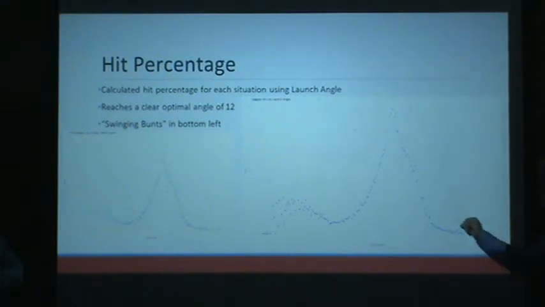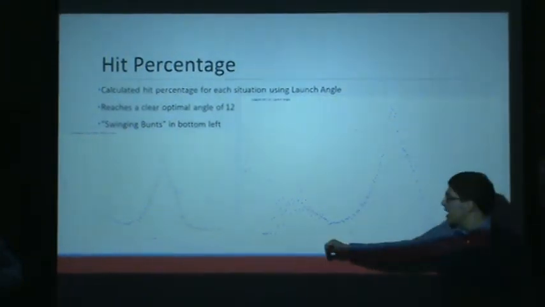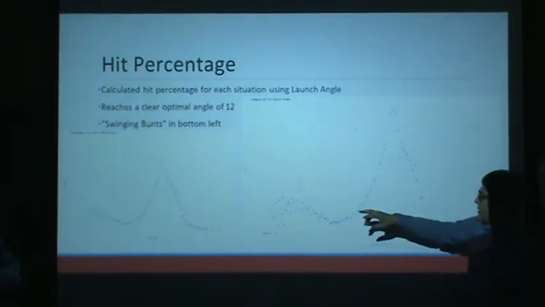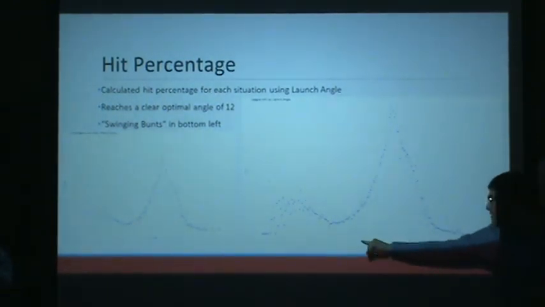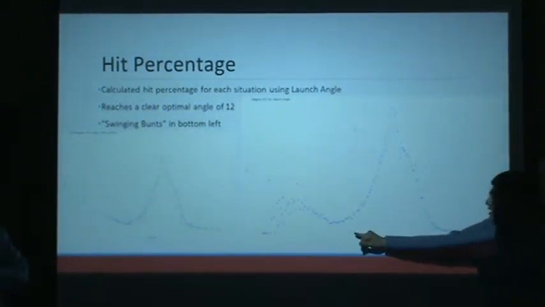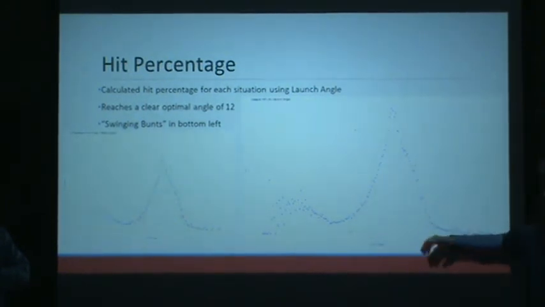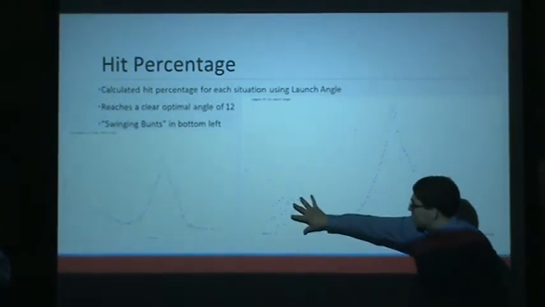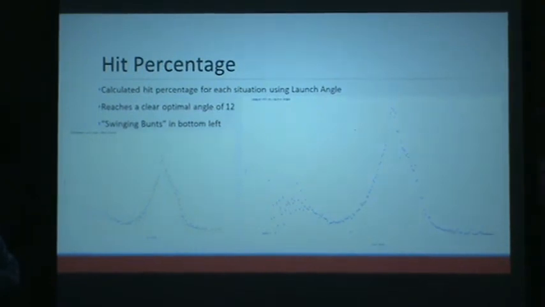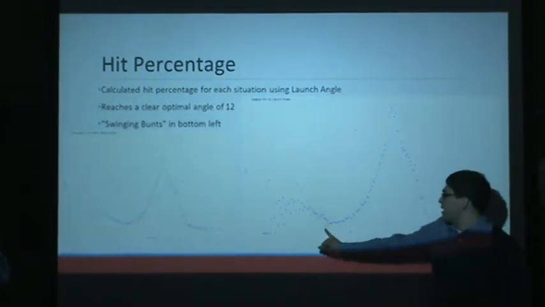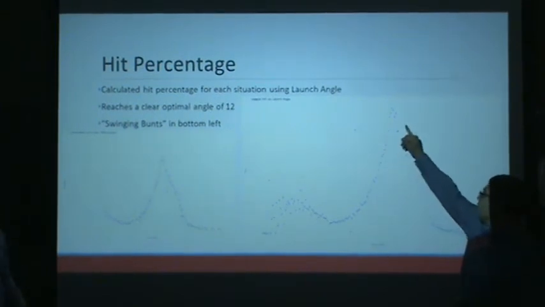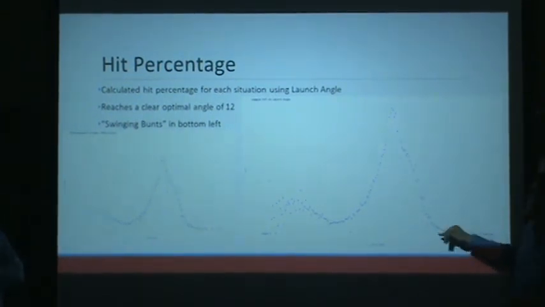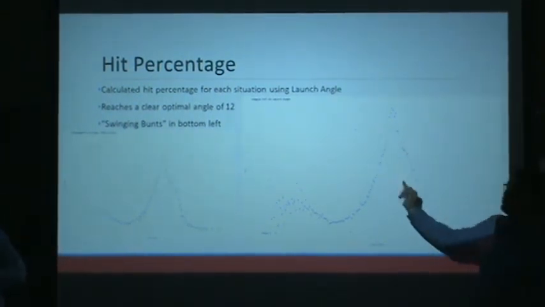So in this graph, this axis is launch angle, and this axis is hit percentage. So basically, as the launch angle increases, the percentage of balls in play that are hits varies a lot. What we found in this little bottom corner here is those essentially swinging bunts, the balls that get hit straight down into the ground and happen to be hits just because the fielders can't get to them. But as soon as you get into real hits, it's a pretty clear movement along the graph, and there's an optimal of about 12.